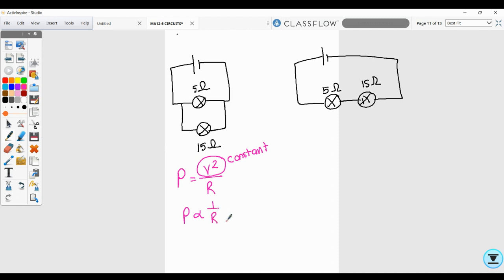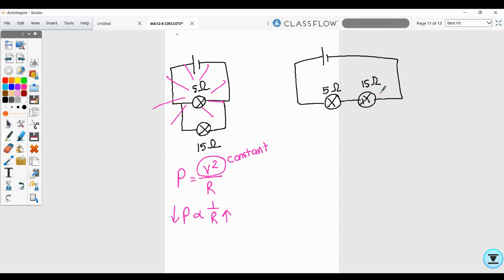So if the resistance is higher, what's going to happen to the power? It's going to decrease. Which one will be the brightest? The one with the lower resistance. So the 5 ohm one in parallel will be the brightest.